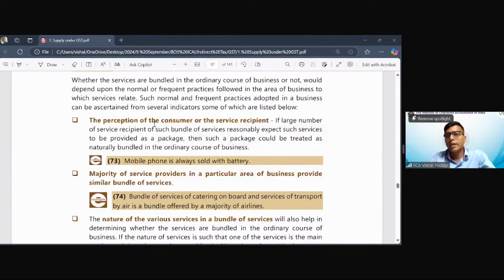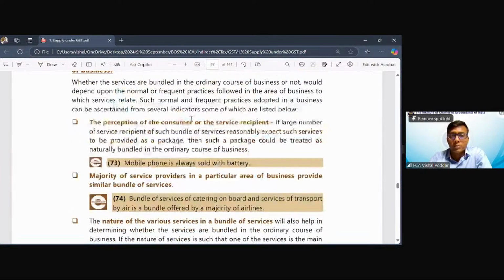Now, what are the characteristics to decide whether your case is naturally bundled or not? First is the perception of the customer or the service recipient, that is, looking at it from the buyer's perspective. Whether buyers expect that when they buy a television, they will get a remote and that particular cord. If the buyers expect that these things are always provided, it means the buyer's perception is that these things come together with that product. It means it is naturally bundled.